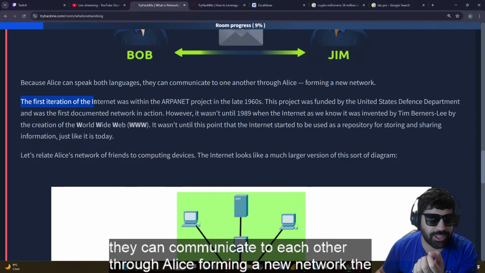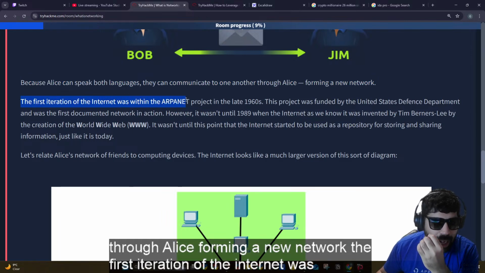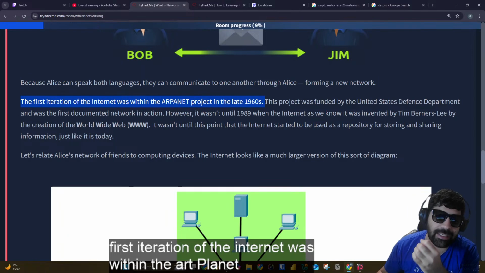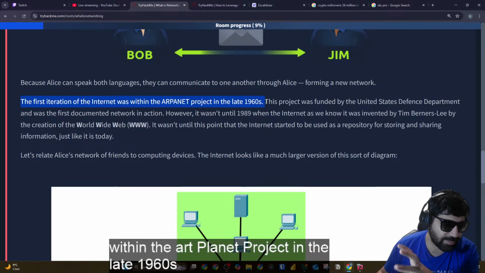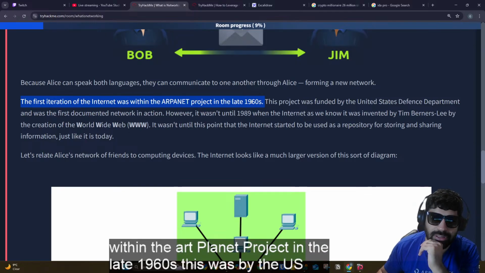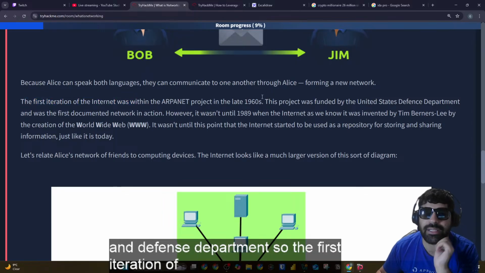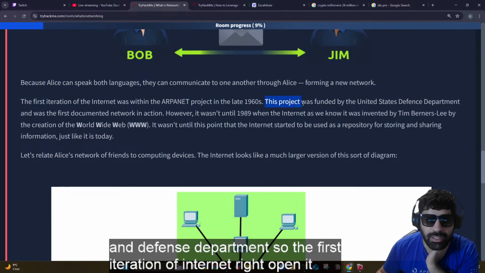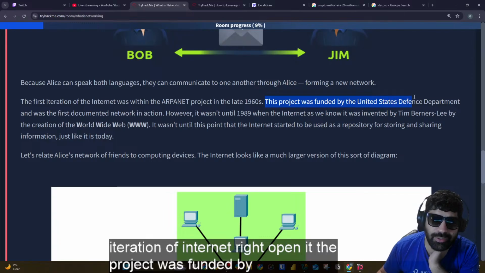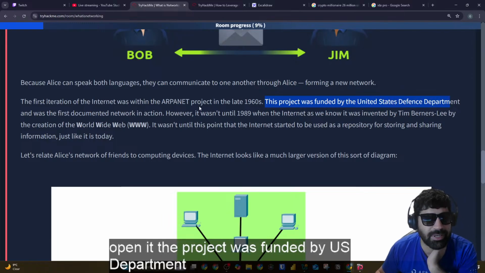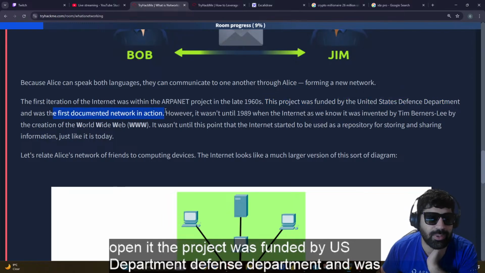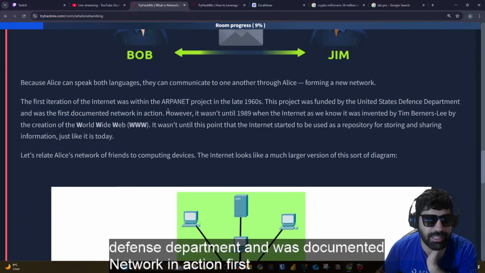The first iteration of the internet was the ARPANET project in the late 1960s. This was by the US Education and Defense Department. So the first iteration of the internet, right? ARPANET. The project was funded by the US Defense Department and was the first documented network in action.